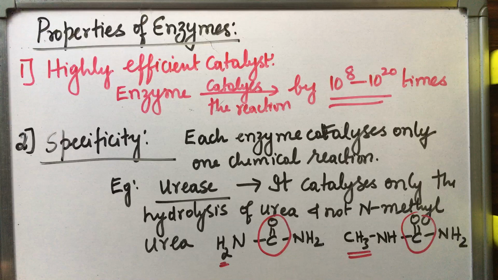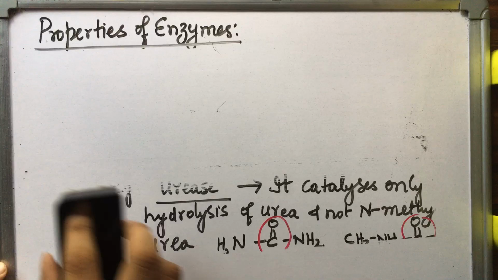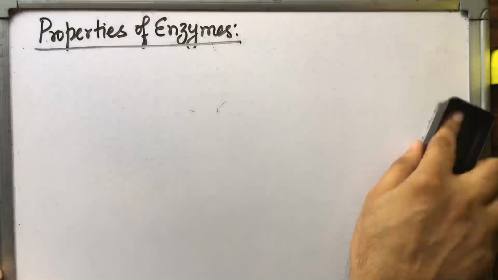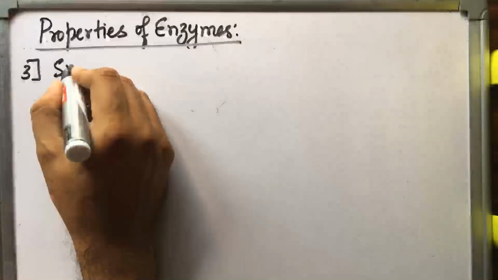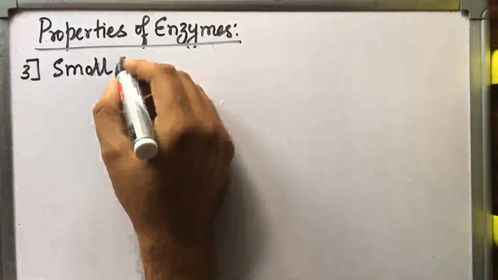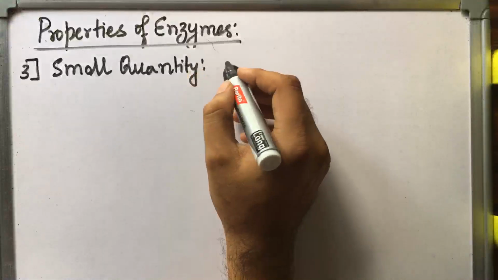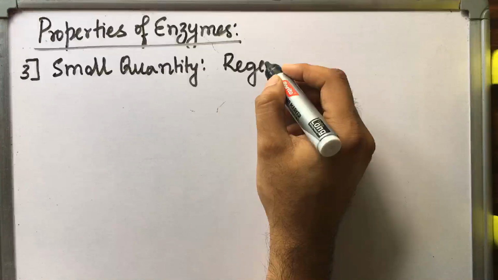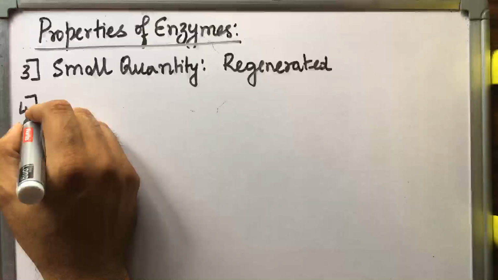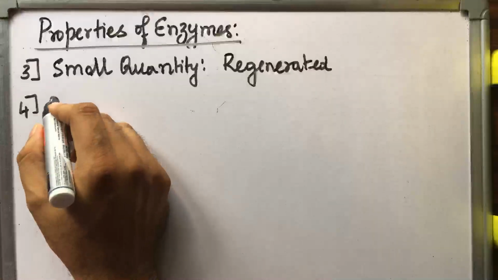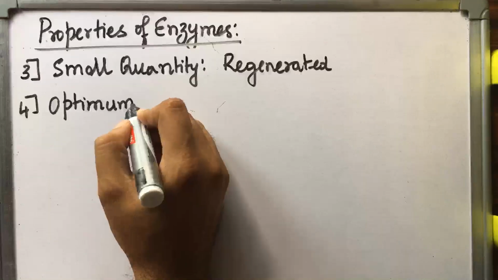Point number three that you have to know is that presence of a small quantity of the catalyst is sufficient. Why is a small quantity sufficient? Because it is regenerated during the reaction.